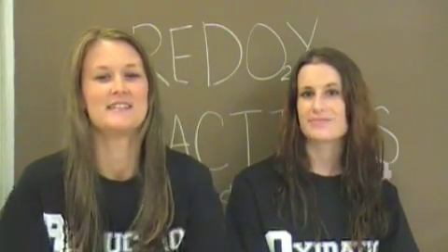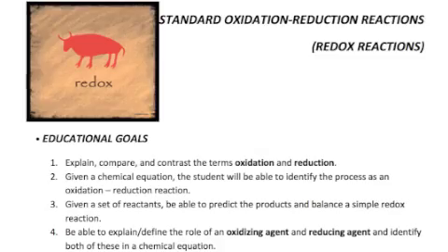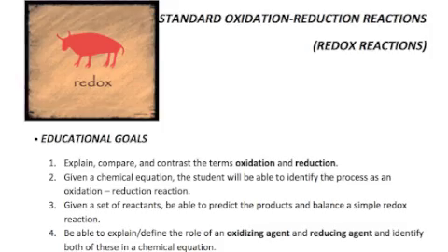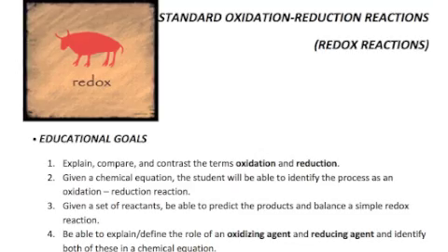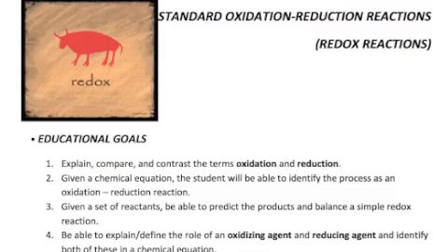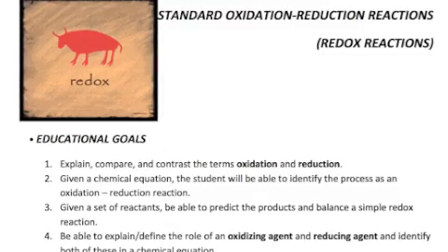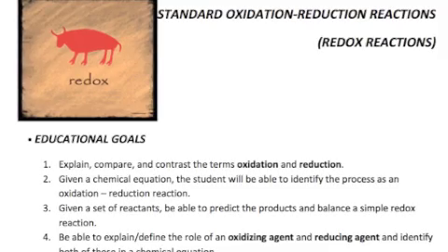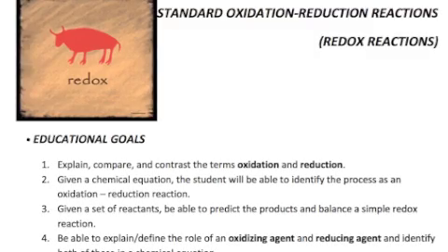And today we're going to teach you about redox reactions. After watching this video on redox reactions, you will be able to: 1. Explain, compare, and contrast the terms oxidation and reduction. 2. Given a chemical equation, identify the process as an oxidation-reduction reaction. 3. Given a set of reactants, predict the products and balance a simple redox reaction.